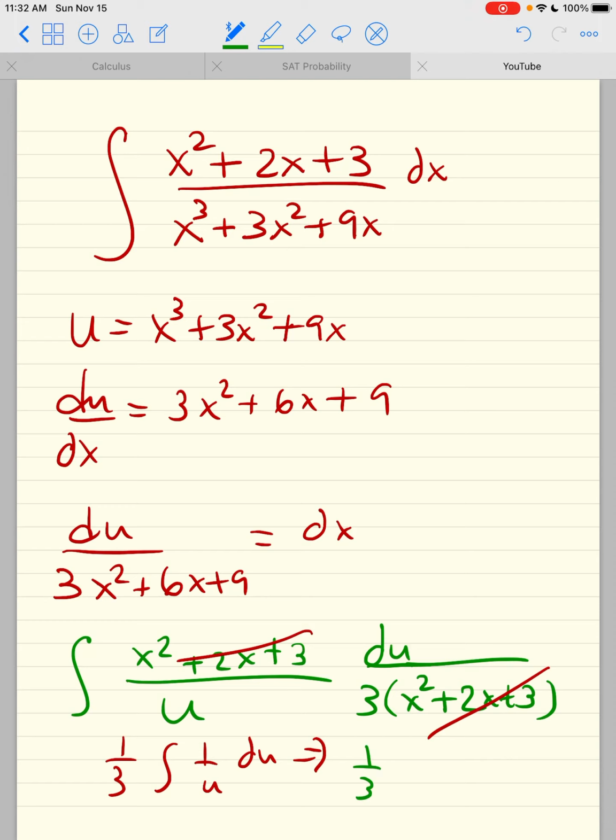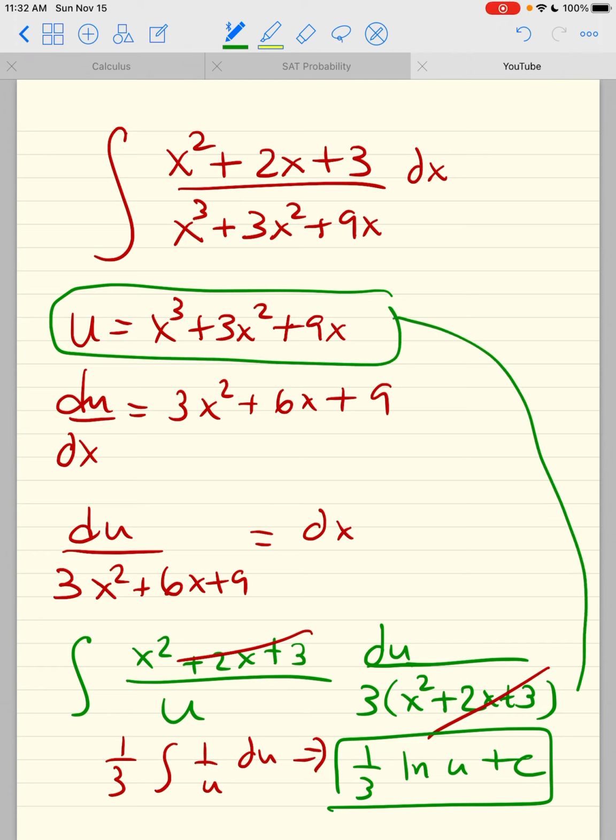And it's going to be 1/3 ln of u plus c. All you have to do is put the u back into this part right here. And then you're done with that. So I hope that makes sense. We have one more problem.